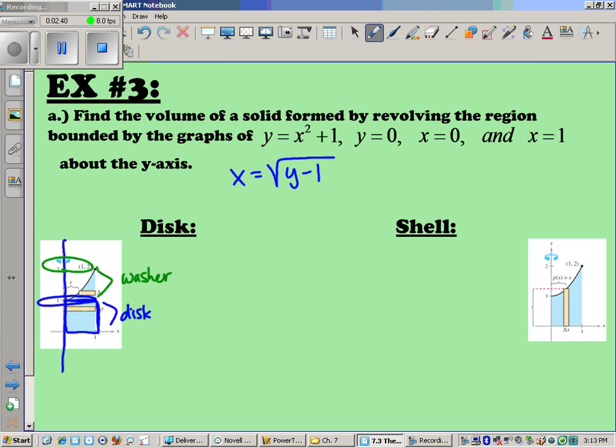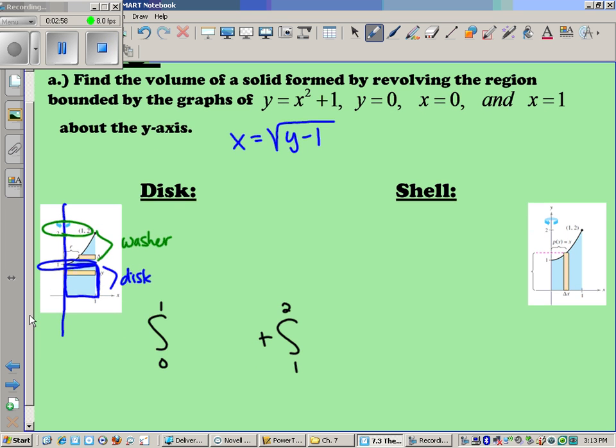So I actually have to set up two different integrals on this one. I've got to set up an integral from 0 to 1 on the y, and I've got to set up an integral from 1 to 2 on the y, and do what with those two integrals? Right? Add them together, because I want to find the volume of both of them and add them together to get a total volume.